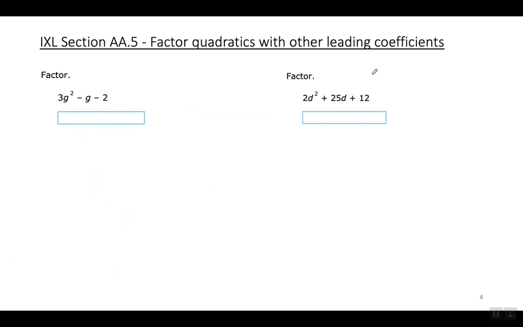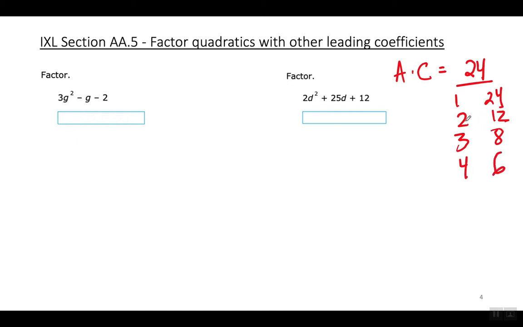Next example. Okay, a times c gives me 24. So here are the factors of 24. Out of all those factors, which combination will add up to 25? It's got to be 24 and 1. So I'm going to split the middle.